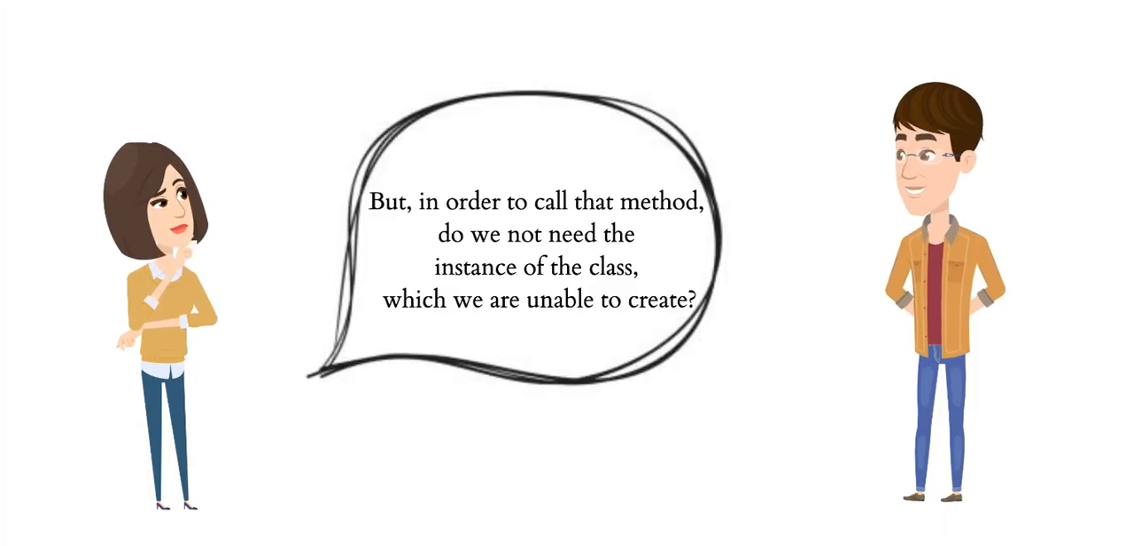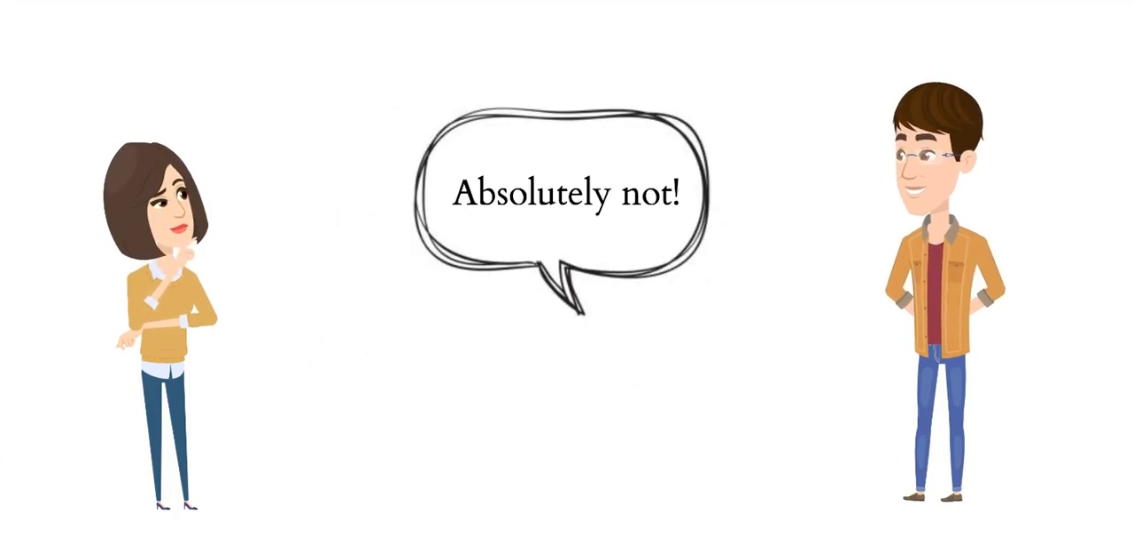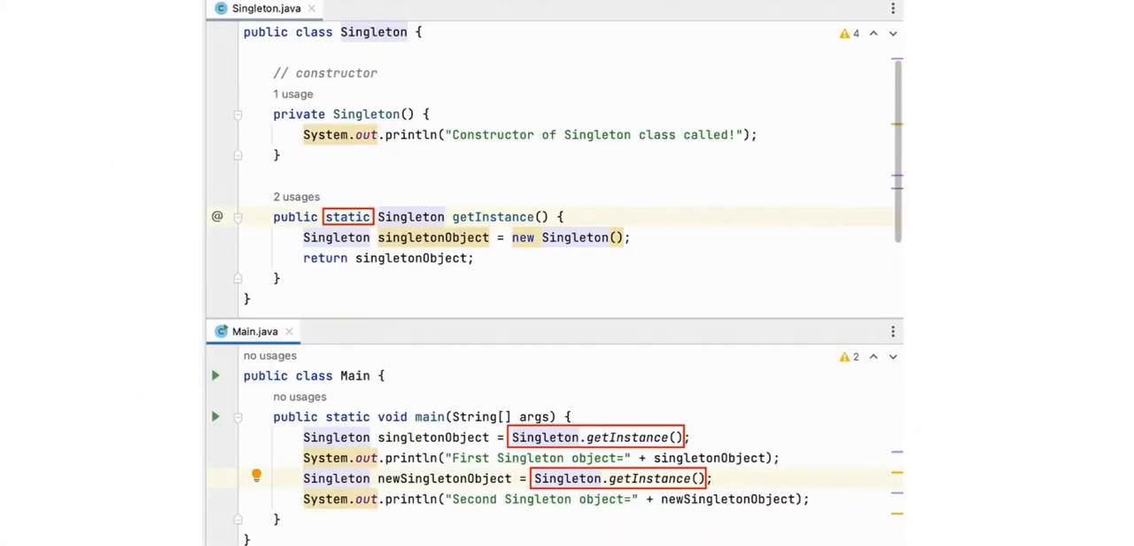But, in order to call that method, do we not need the instance of the class, which we are unable to create? Absolutely not. If we make the method static, we do not require an instance of the class, as we can call the static method by the class name.